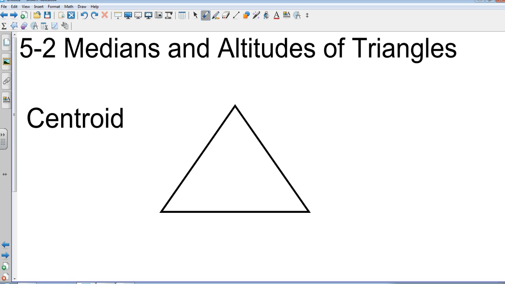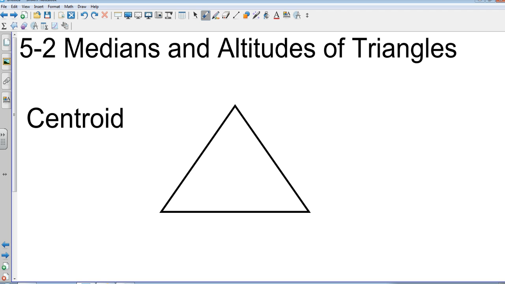Okay, and for the centroid, what we're going to actually do is find the median of each side. It's a little different from the circumcenter that we did in the last section, because these don't have to be drawn perpendicular. So I would find the median of each side, and I'm going to connect it with the opposite angle or the opposite vertex. And these will be drawn for you.